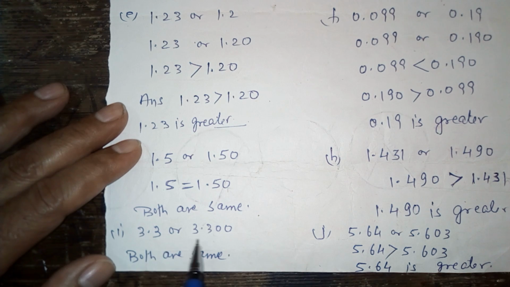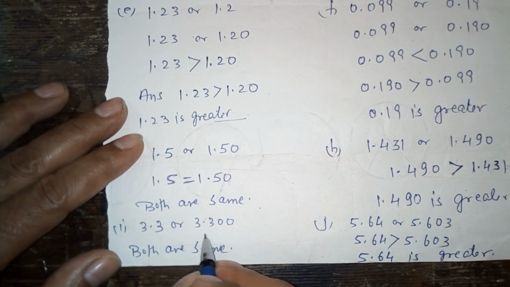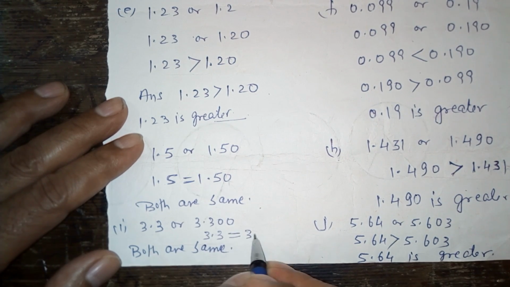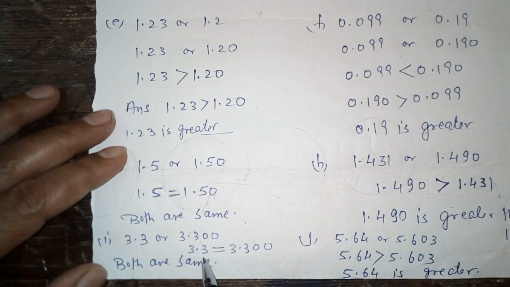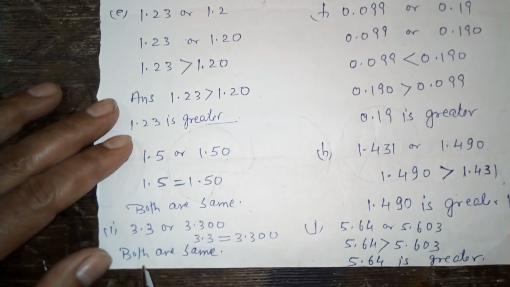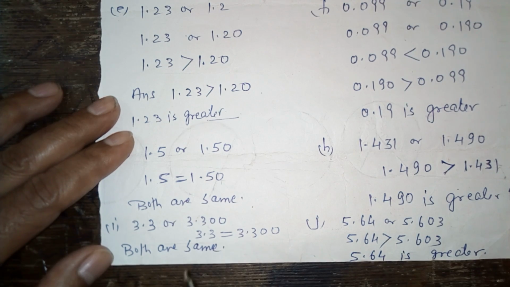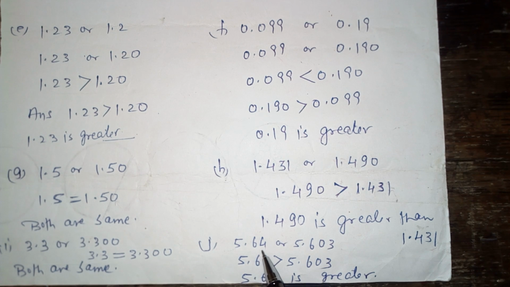My dear student, these two numbers are equal. The answer is 3.3 is equal to 3.300. That's why 3.3 and 3.300, both numbers are equal. So the answer is both are the same. Okay. Your next question is 5.64 or 5.603.